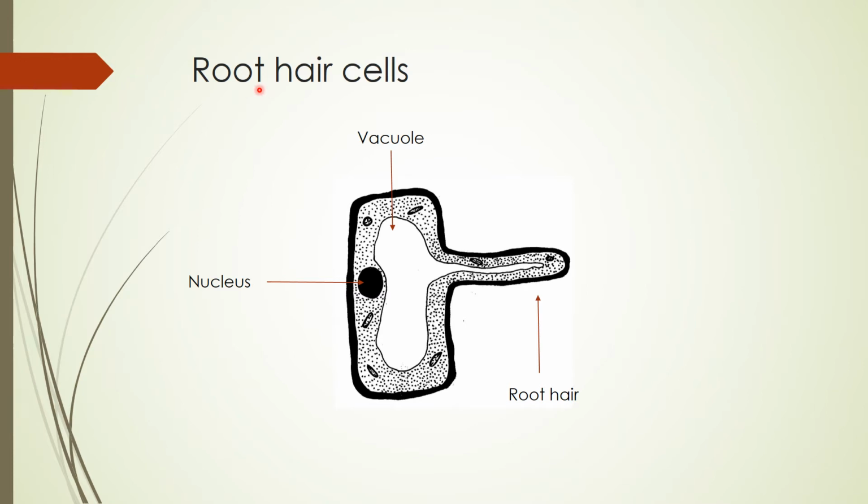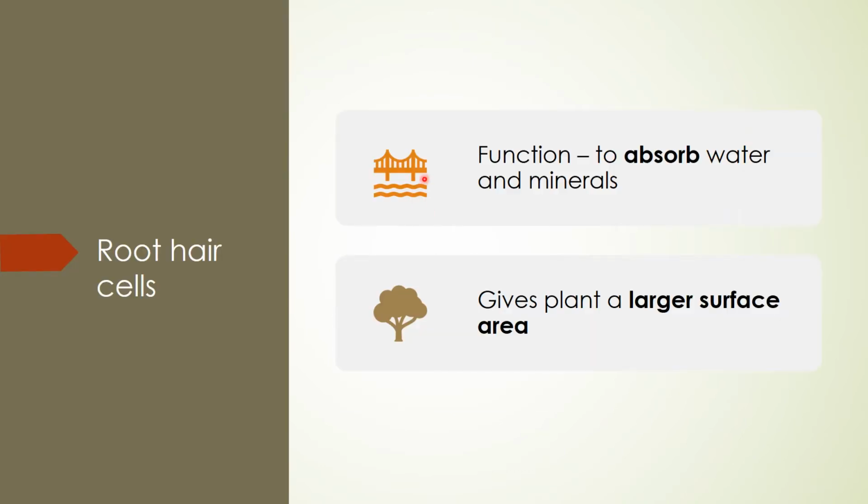Root hair cells, this is in plants. It has a very large vacuole, which is pretty much in every area. Nucleus here, and this is the bit that sticks out from the cell, which increases the surface area, and that's the root hair. So the function is to absorb water and minerals, and simply it gives the plant a larger surface area.